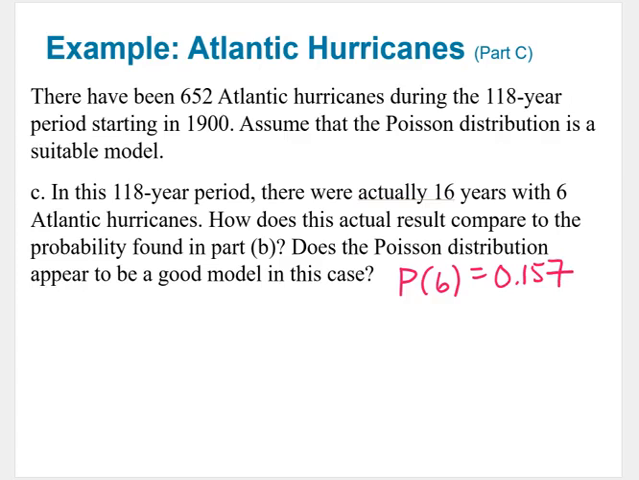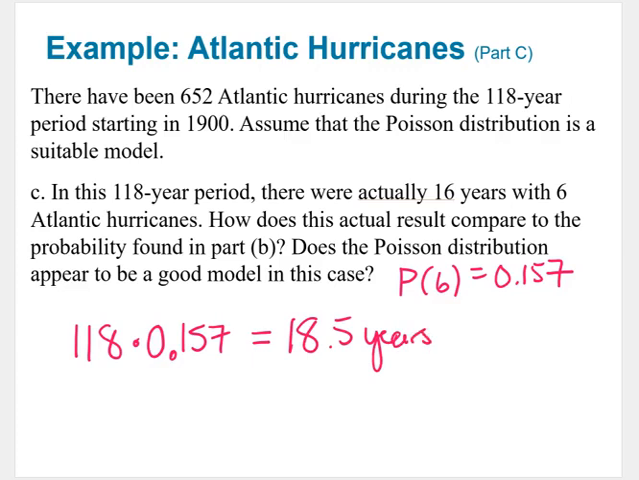Over 118 years, there is a 0.157 probability. Multiply that, and that should tell you how many years we would expect this to happen. That's 18.5 years, about 18. So that means that we should expect over this period that 18.5 years would have 6 hurricanes per year. That's not too bad compared to 16. Look at how close 18.5 is to 16. That's not too far off. That is definitely reasonable, and it looks like our formula worked out quite well.